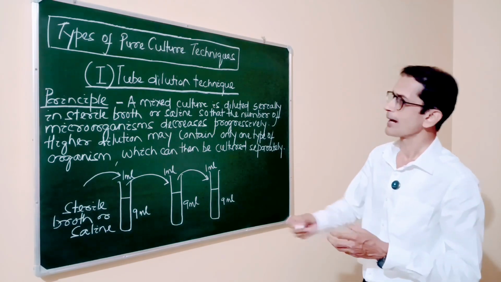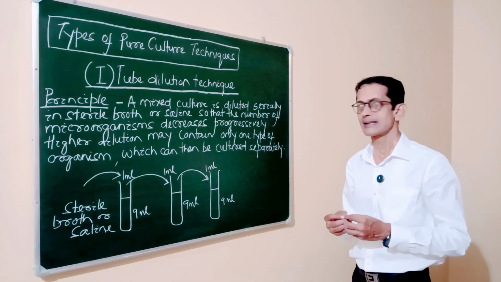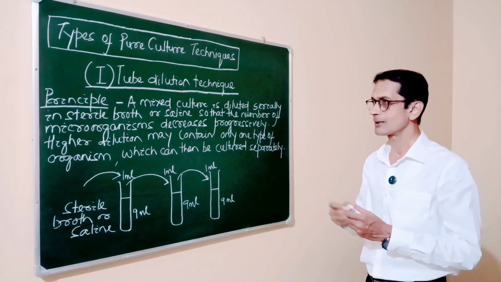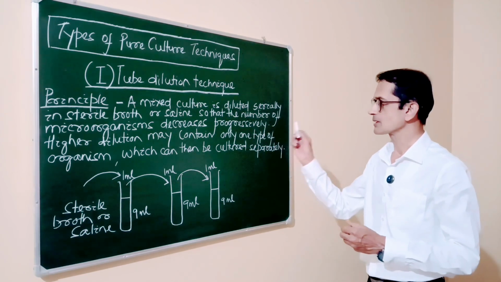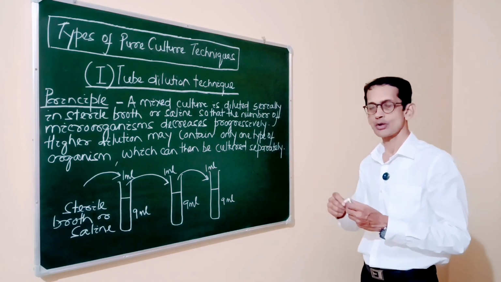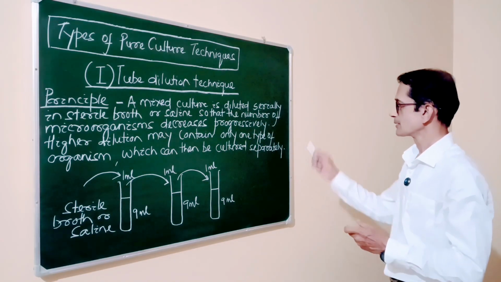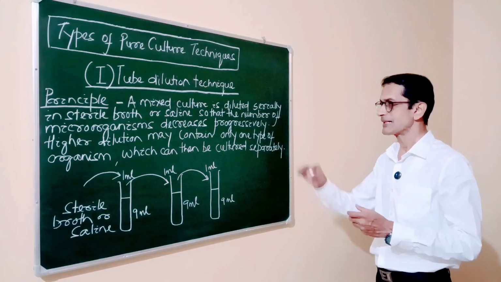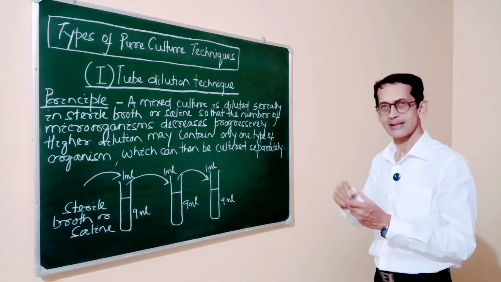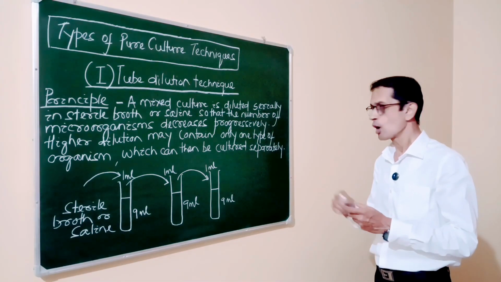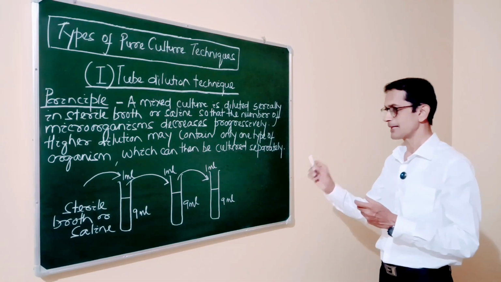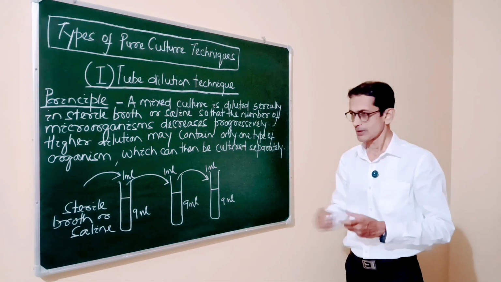So now give the broad heading types of pure culture techniques. The first one is tube dilution technique. Principle: a mixed culture is diluted serially in sterile broth or saline so that the number of microorganisms decreases progressively, means gradually. Higher dilution may contain only one type of organism which can then be cultured separately.